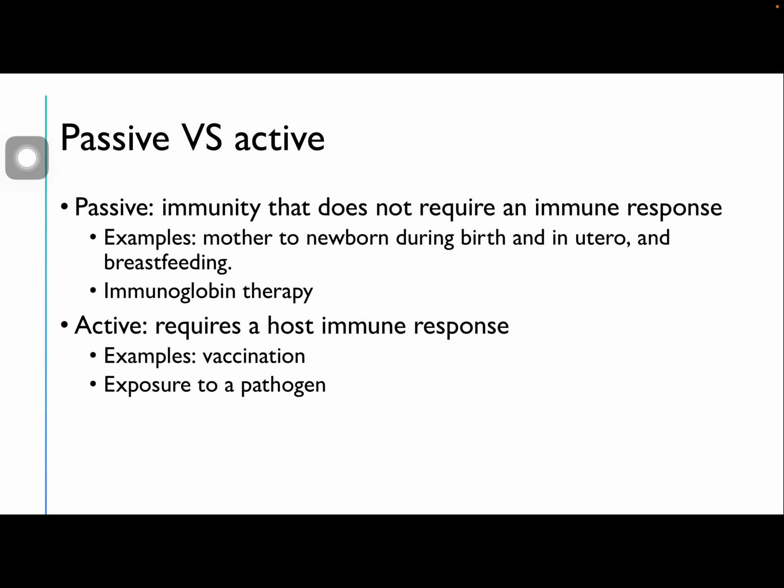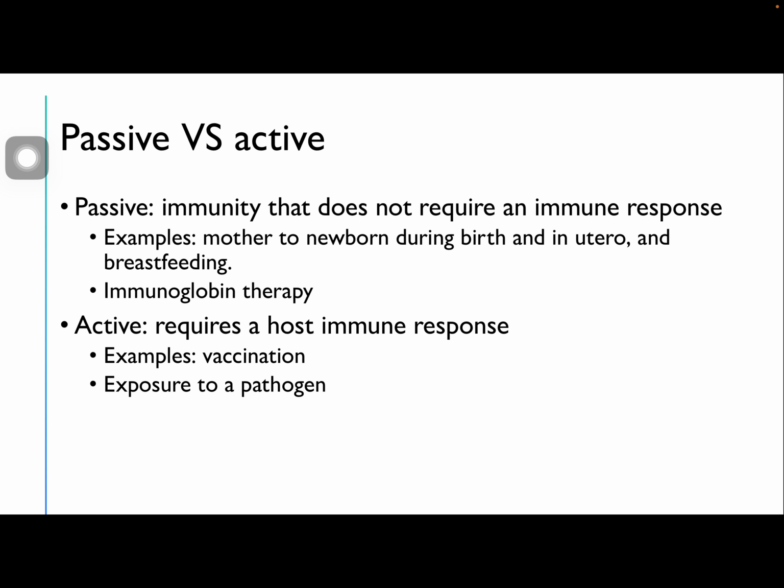Then we have passive immunity, which is where I don't have to have the immune response. I can get this immunity from another source. So childbirth, going through the birth canal, getting exposed to IgA secretions, and breastfeeding, getting IgA antibodies through breast milk. These are all examples of passive immunity that does not require us to get any sort of illness or symptoms.